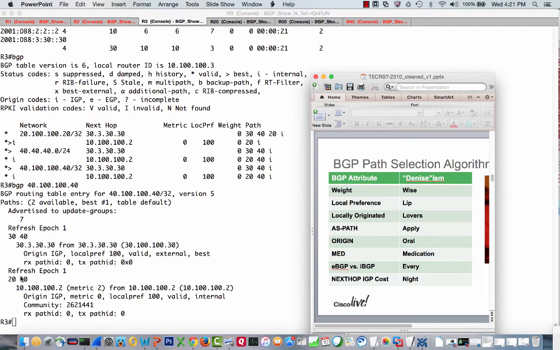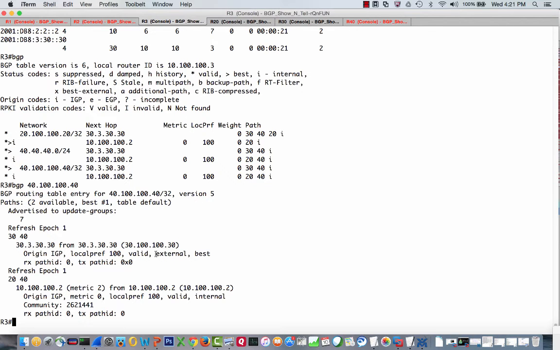AS path is actually 2, which is I can either go 2 autonomous system hops here, or I can go 2 autonomous system hops there. So they are equal. Origin, they're both IGP. MED, this is 0 and this is like nothing. And then it's eBGP versus iBGP. So because of that, this one right here, since it is external, is being picked as the best.